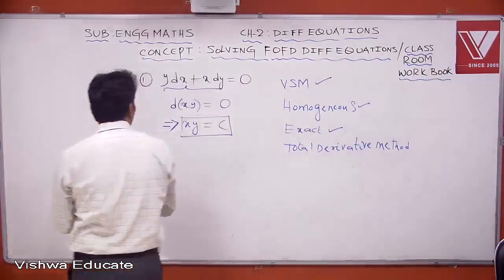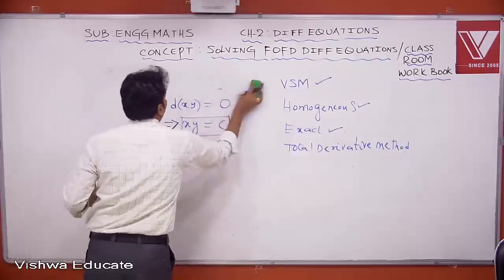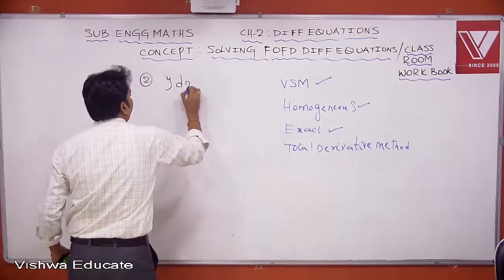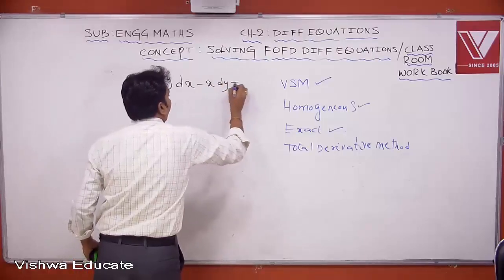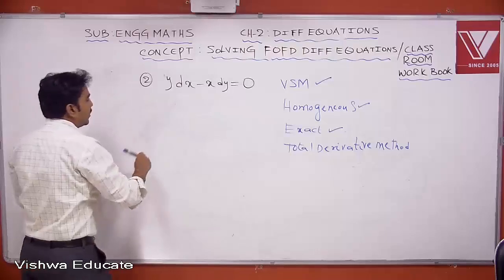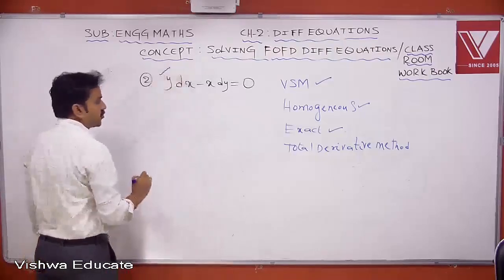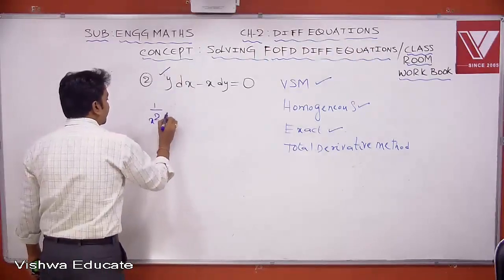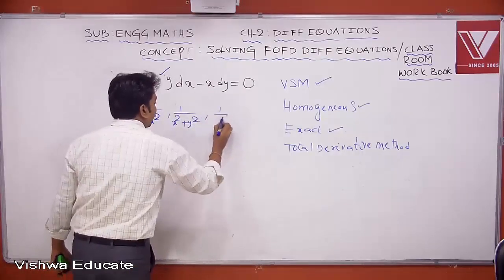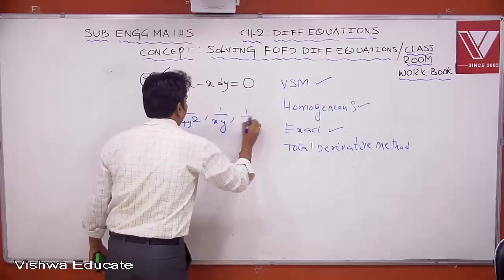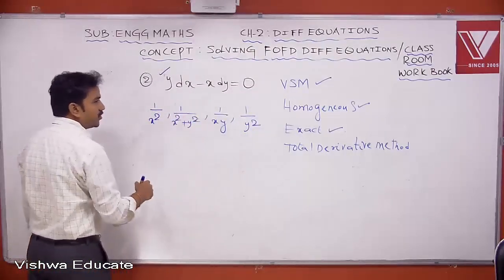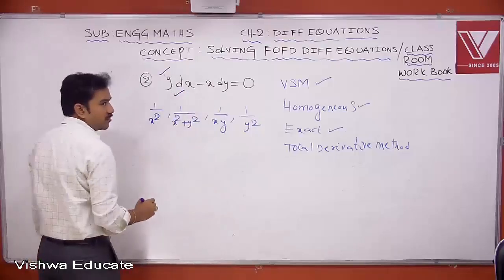Second problem, solve y dx minus x dy equal to 0. Now, we know that it has 4 integrating factors. 1 by x square is one of its integrating factors. 1 by x square plus y square is another integrating factor. 1 by xy is one integrating factor. Even 1 by y square is another integrating factor. So you can use any one of these integrating factors to get the general solution of this.